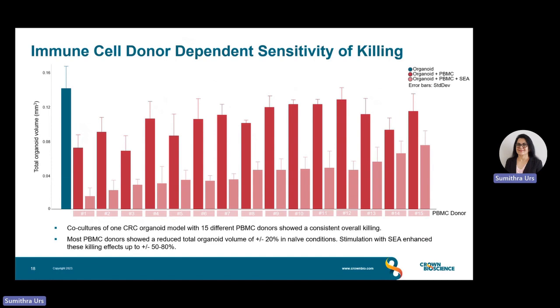Next is an example for immune cell donor-dependent sensitivity of killing. Co-culture of one CRC model with 15 different PBMC donors is shown here. While all the donor PBMCs showed consistent killing, stimulation with superantigen enhanced killing effects by 50 to 80%.